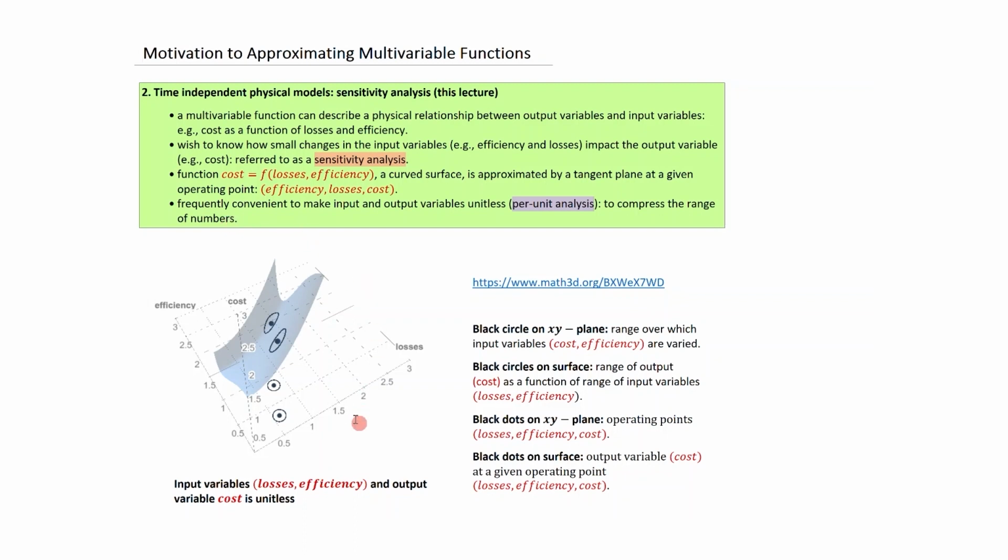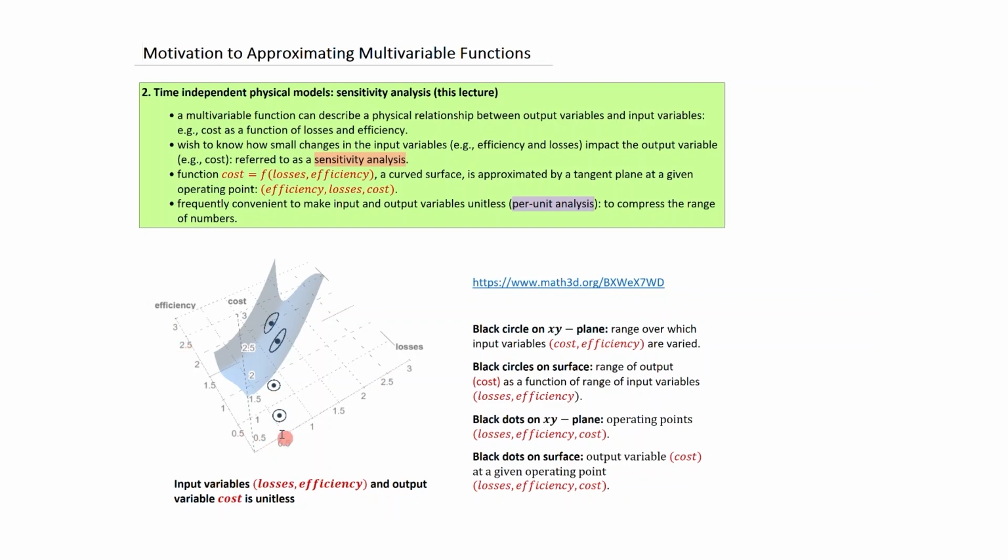Now this diagram below just shows you an example. This is the losses along one axis, efficiency along another, and the cost along the z-axis. These are per unit. In other words, the losses will be divided by some nominal value so that the ratio has no units. Similarly, the efficiency is already unitless.